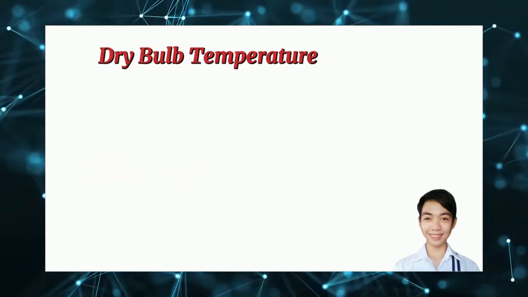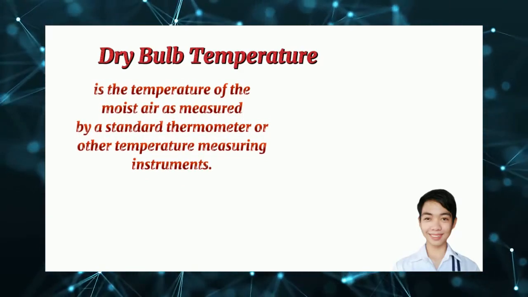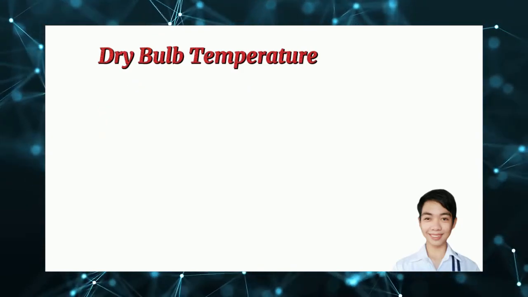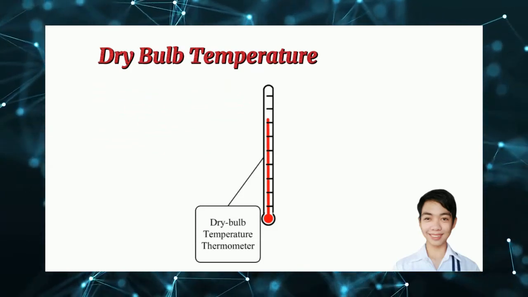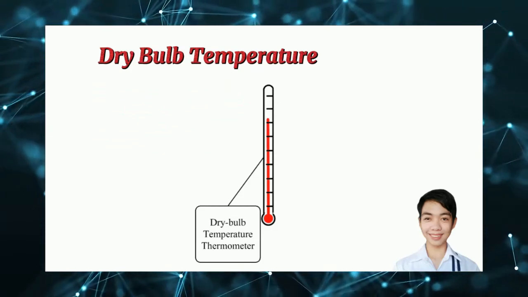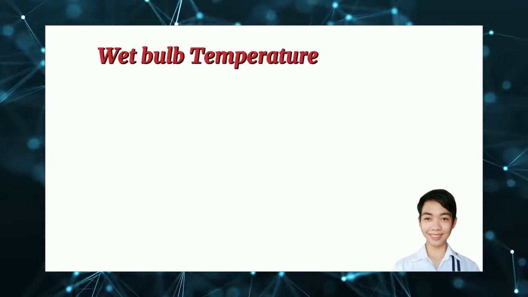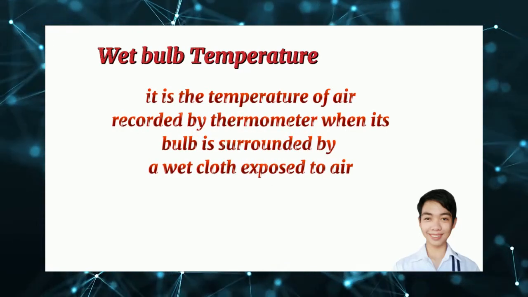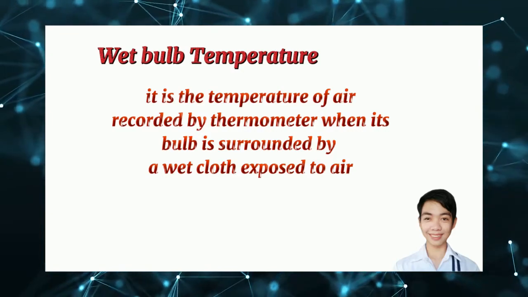For dry bulb temperature, it is the temperature of the moist air as measured by a standard thermometer or other temperature measuring instruments. When we put this thermometer in the atmospheric air, the temperature given by the thermometer is called the dry bulb temperature. For the wet bulb temperature, it is the temperature of air recorded by the thermometer when its bulb is surrounded by a wet cloth exposed to air.